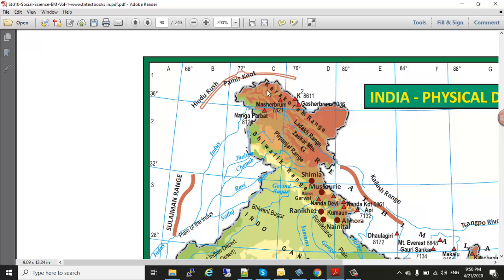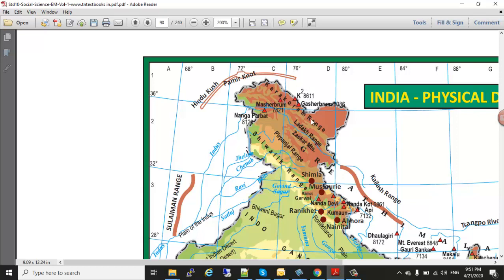Range னு கேட்டாங்கன்னா நீங்க ஒரு லைன் டிரா பண்ணி, இந்த மாதிரி ஒரு stretch of line draw பண்ணி மேல range னு எழுதணும். Peak னு கேட்டாங்கன்னா you will be drawing this small triangle at that particular place, and you will be writing above that or beside that the particular name of the peak. Is it clear, everybody? Karakoram range.